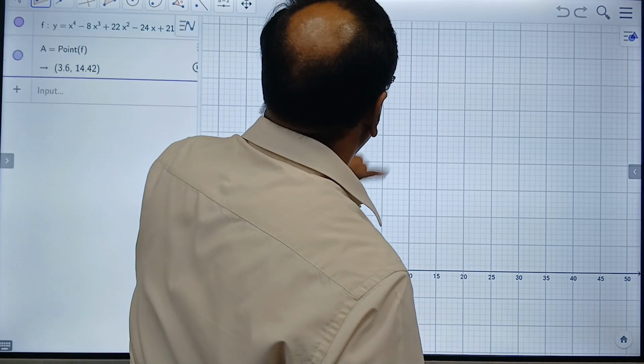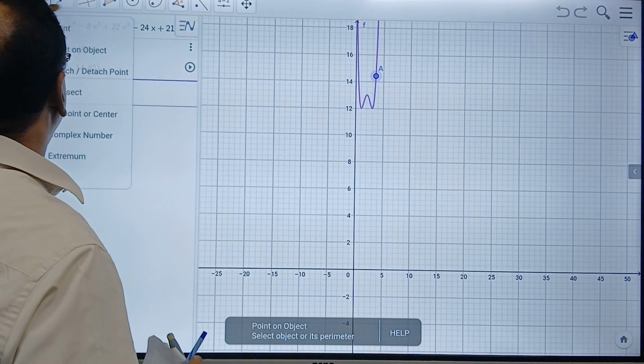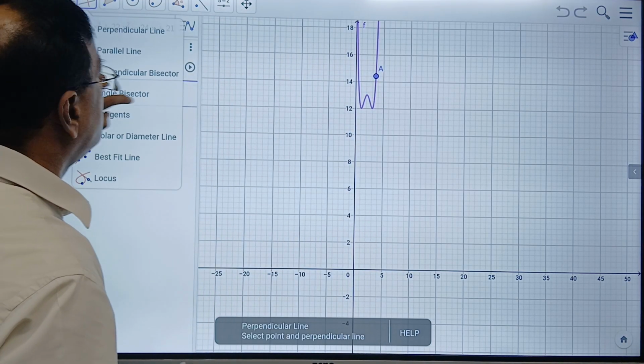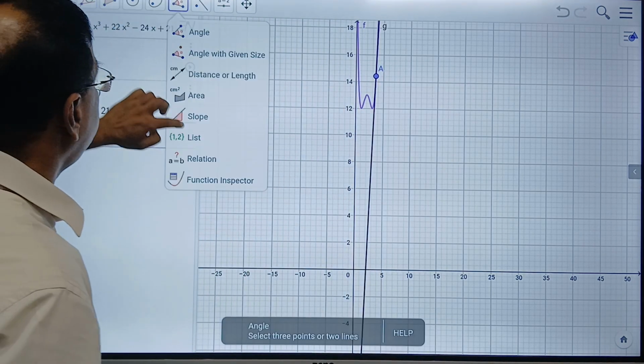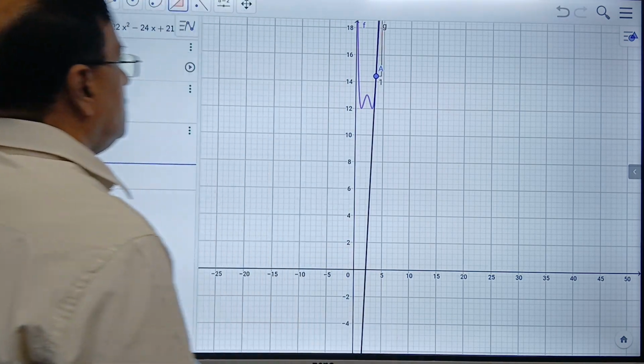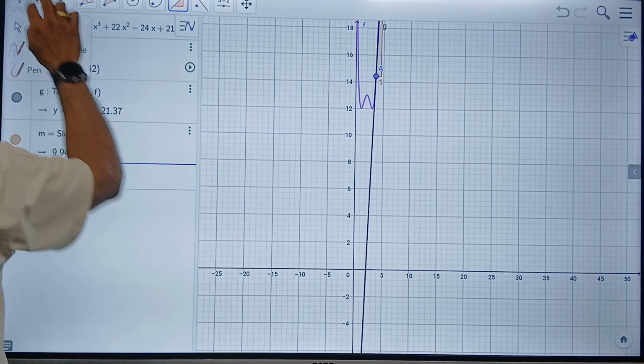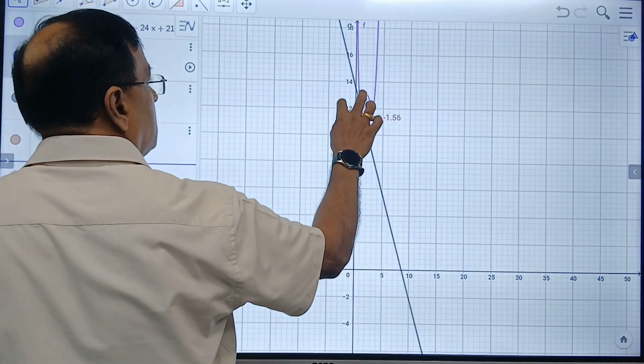Choose a point on the curve. Okay, I got it now. Draw the tangent. I'll draw the slope. Now you can see clearly. Let me come here. You see?